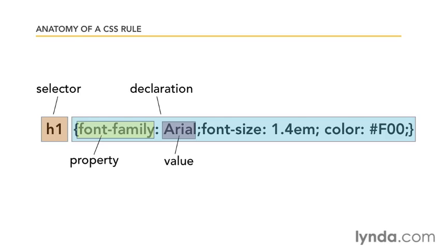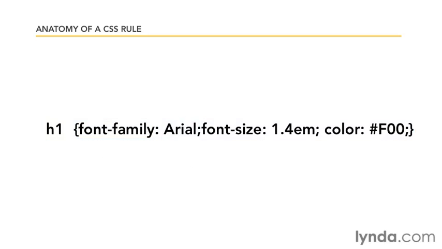In this case, our rule would take all heading 1s on the page, make them Arial, 1.4 ems in size, and red. Now, if you're brand new to CSS, the syntax can look a little intimidating, but by breaking down the syntax into its individual parts, it's easy to see how simple a CSS rule actually is.